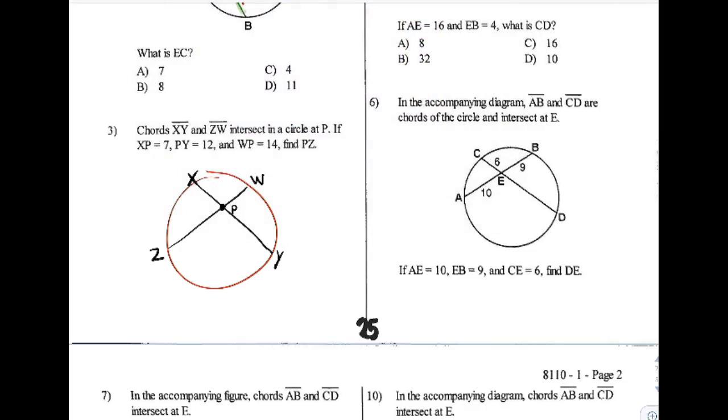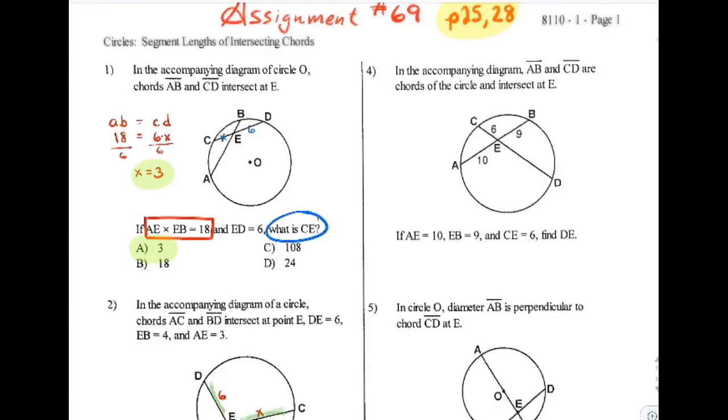So now that we have it drawn, XP is 7. Now your picture might look different, but if you want to do it this way, you can. PY is 12. WP is 14. Find PZ. Same as the problem above, except you had to draw it on your own.